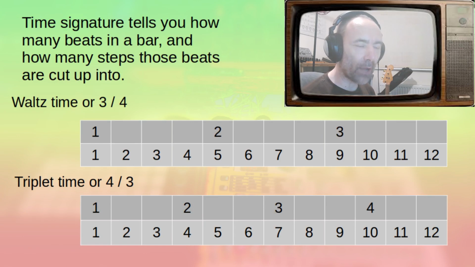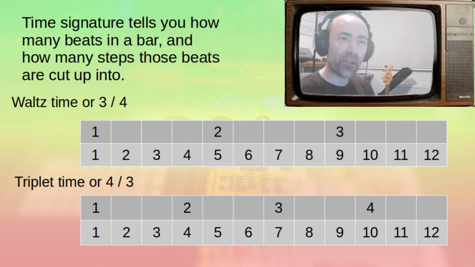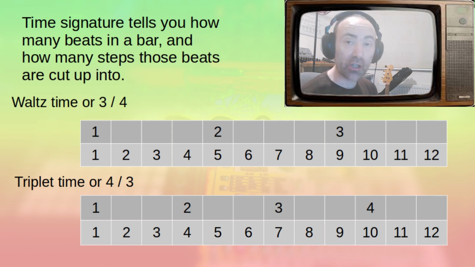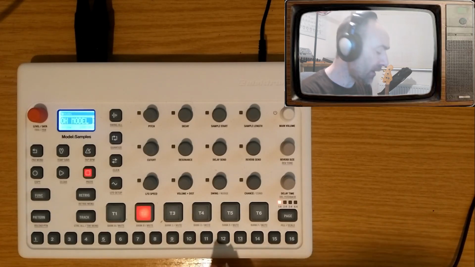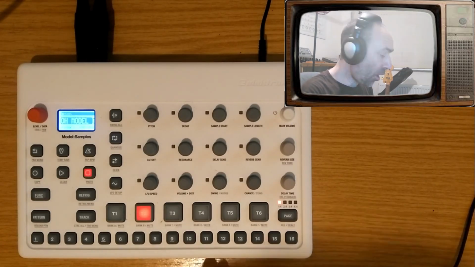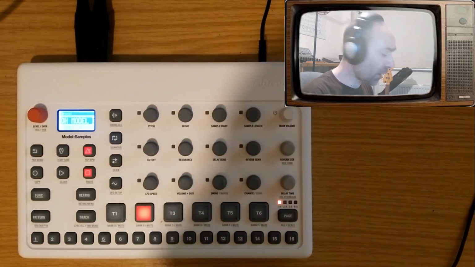But if you remember the time signatures, which tell you how many beats there are in a bar, we can make this a bit more interesting. So we're going to start looking at waltz time, which, if you remember, is 3 beats split up into 4. And because that's got 3 beats that are split up into 4 sections, that means I need 12 steps. So on the model samples, just like on the circuit, you can tell it how many steps you want a track to be. So I'm going to change this now on the samples and change it to 12 steps.